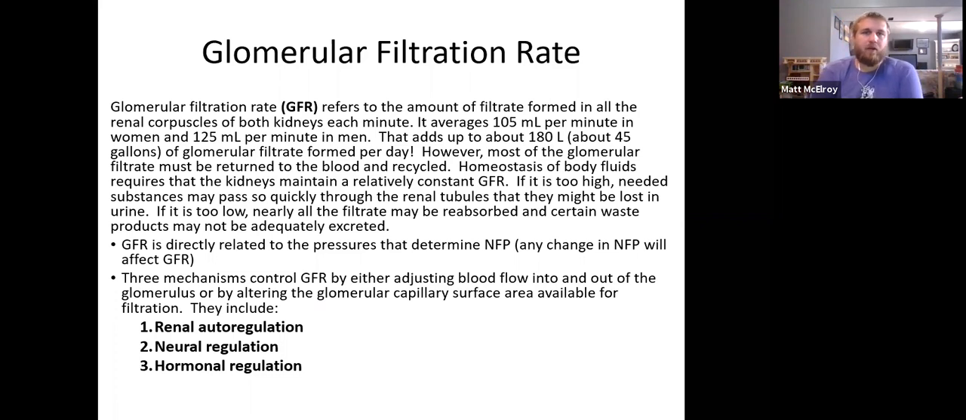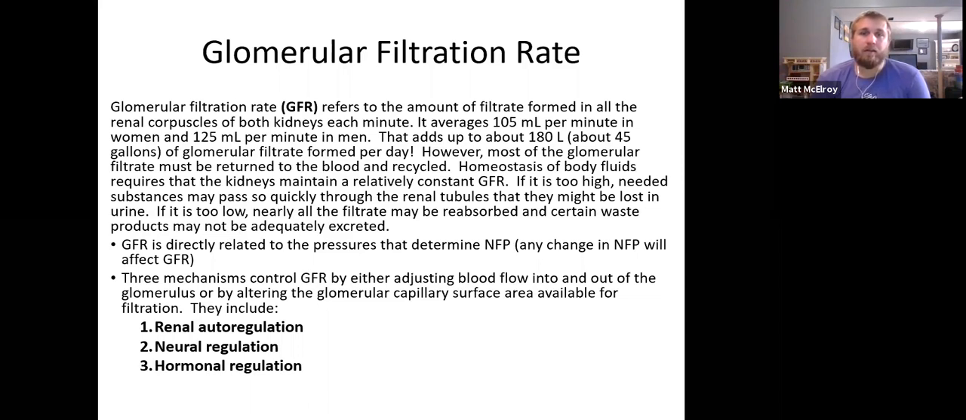Okay, GFR, short for glomerular filtration rate, refers to the amount of filtrate formed in all the renal corpuscles of both kidneys each minute. So this is a measure of how much fluid we're pulling out of the blood along with the other stuff, because it's not just water. It's all those tiny ions and other things that are small enough to pass through the filtration membrane. That's per minute.